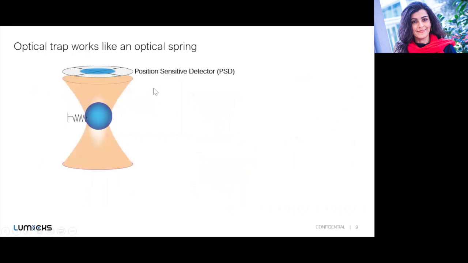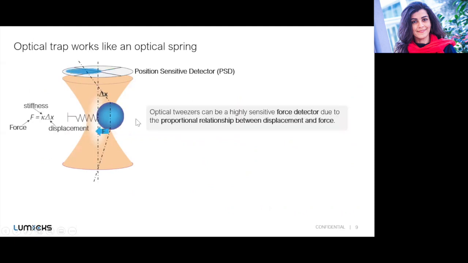Now, how is optical trapping used to measure forces or small distances? So optical trap works like an optical spring, meaning that when we have an object at the center of this focused laser light, when the bead is displaced from the center of the focus light, it feels a restoring force that wants to push it back to the center of the trap. And this force is proportional to the displacement of this object from the center of the focus light, exactly like a spring.